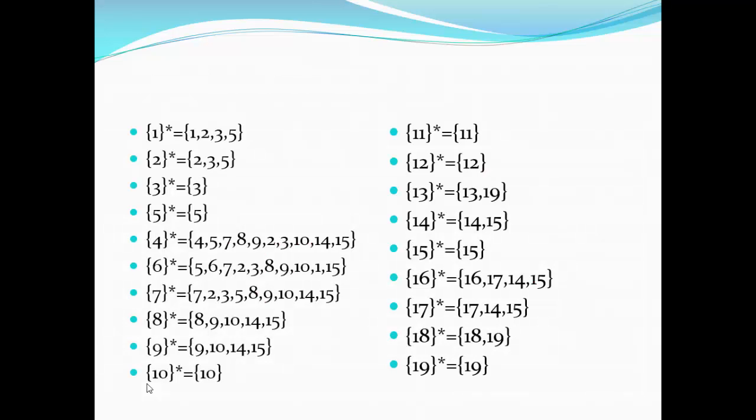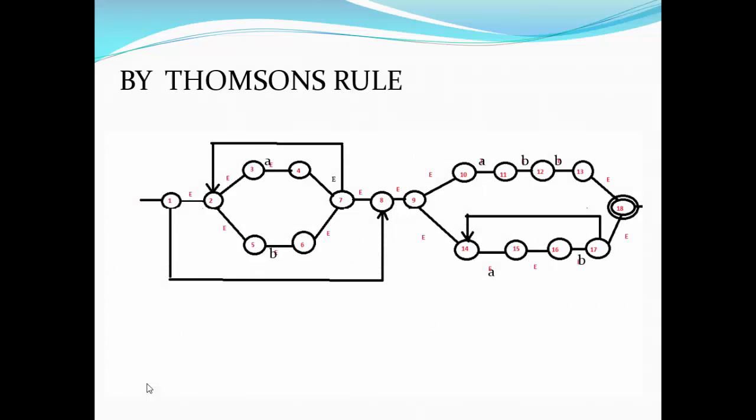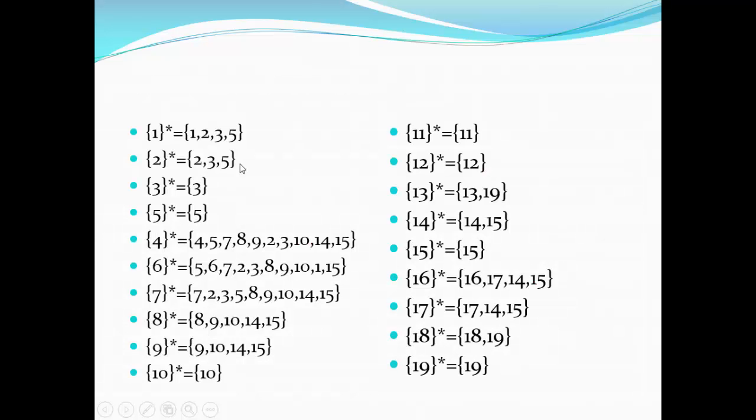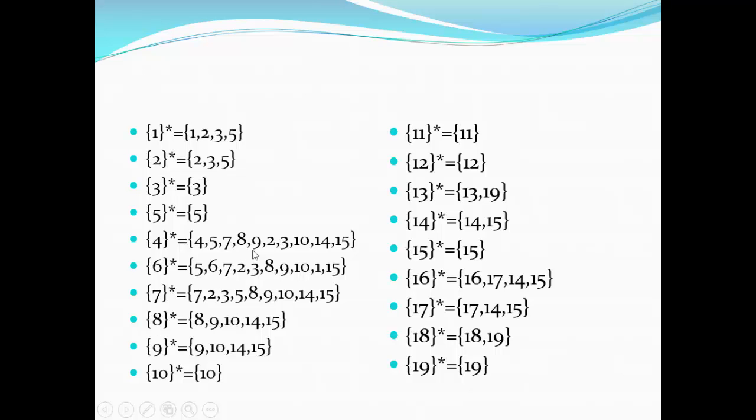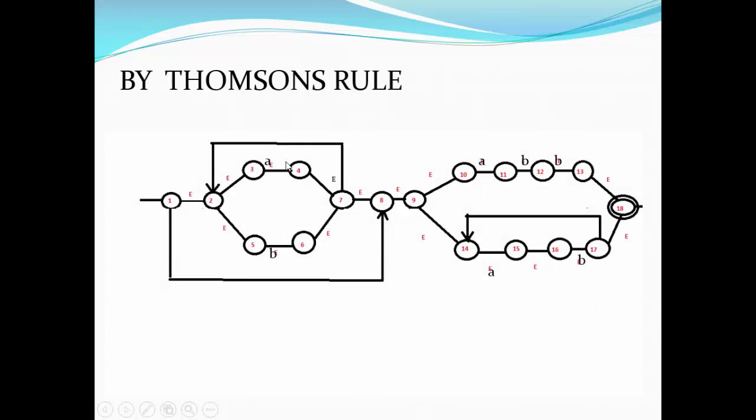Now see, 1 is connected to 1, 2, 3, 5. How is it connected to 1, 2, 3, 5? 1, 2, 3 and 5. For the 2 it is 2, 3, 5, and 3 is the same because there is no epsilon, so we can't go further for it, and it becomes a. Now for the 5 also it is 5 only because there is no epsilon, so it can't go further.